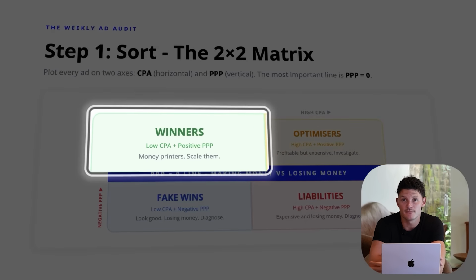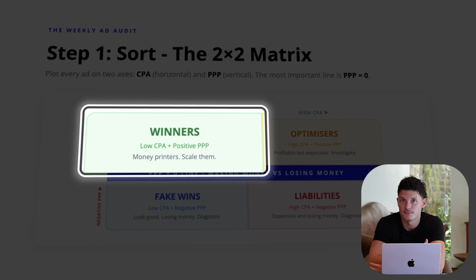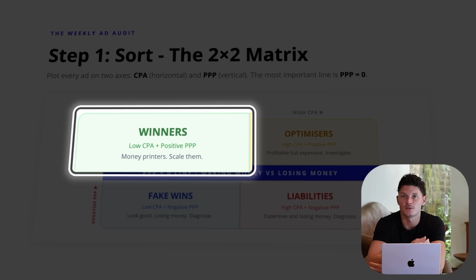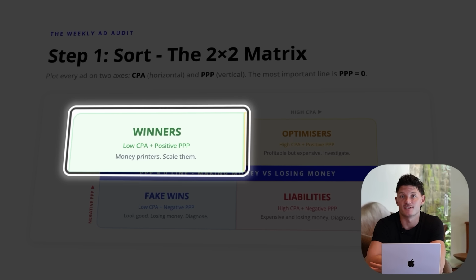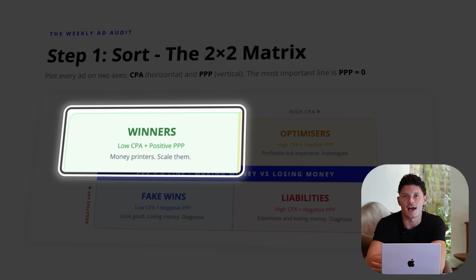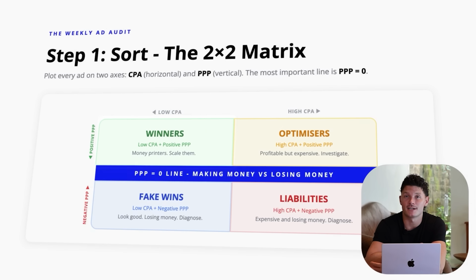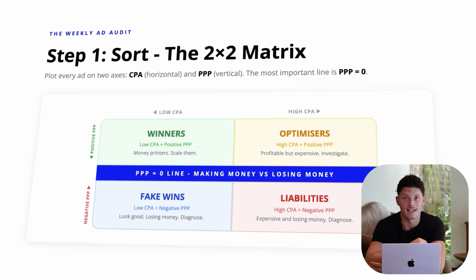So low CPA, high profit per purchase, these are your winners. They are cheap to acquire and profitable to run. These are your money printers. Do not touch them. If the ad has been profitable for 6 months, that's 6 months of compounded learning inside the algorithm. Let it run.